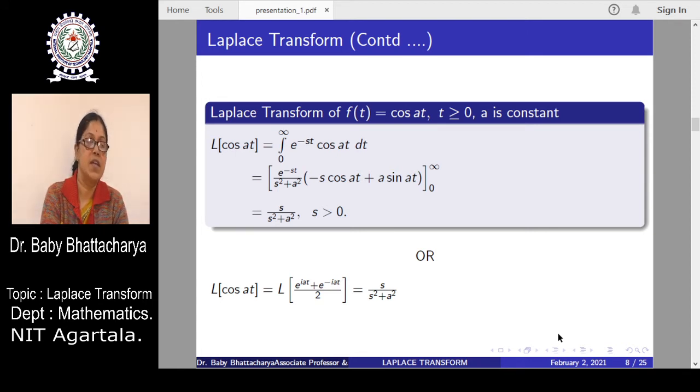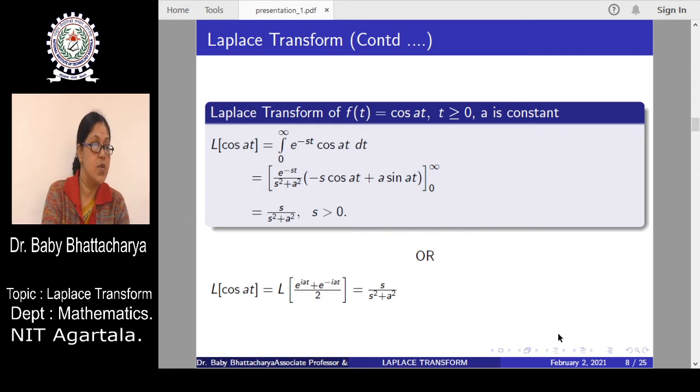Now we can verify the same result by applying the relation for cos at, that is, cos at is equal to e to the power iat plus e to the power minus iat, whole divided by 2. So we can verify the result, and accordingly we get that the Laplace transformation of cos at is equal to s upon s square plus a square. Now we can find the Laplace transformation of other functions also. The first function was the Laplace transformation of f(t) when f(t) is equal to 1. Now what will be the result when f(t) is t, or t square, or in general t to the power n?